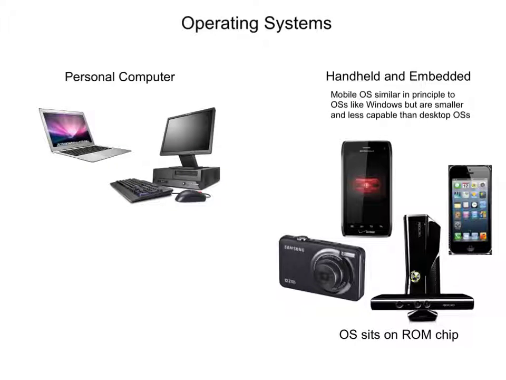There are two categories of operating systems. First is the personal computer operating system, such as the ones that sit on our laptops and desktops. Secondly are the handheld or embedded operating systems. These are mobile operating systems similar to the ones that sit on our desktop, but they're a little bit smaller and not quite as capable. We use those in phones, gaming systems, and cameras. In these devices, the operating system sits on a ROM chip.